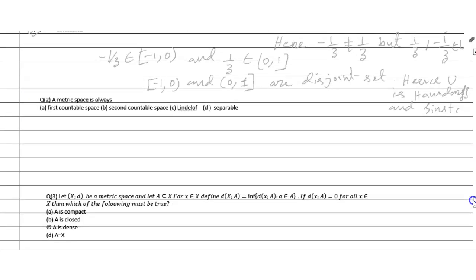Next, friends, the next question is very conceptual. A metric space is always first countable, friends. So every metric space is first countable. A topological space is first countable.